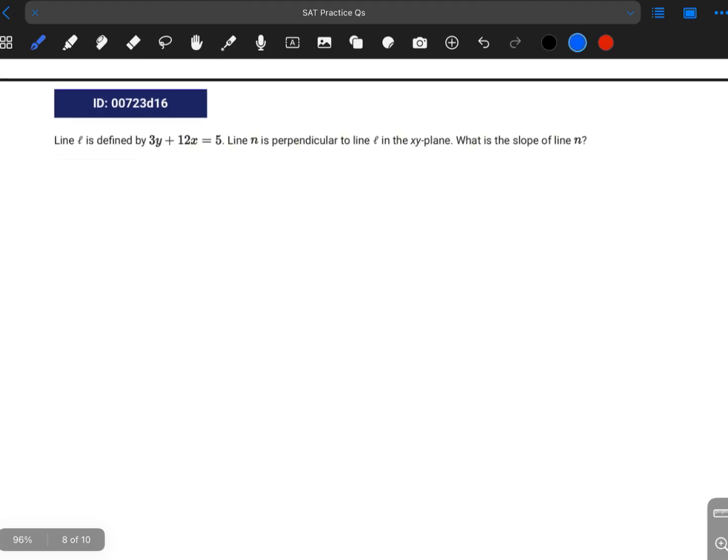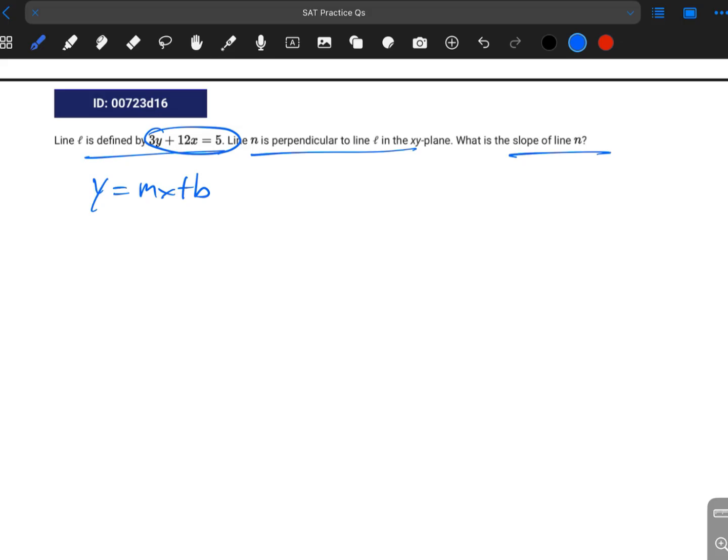Okay, this question is asking what is the slope of the line n, where n is a perpendicular line to this. So you know that the slope of perpendicular lines is the negative reciprocal of one another. So we need to get this line and find its slope. And you do that by getting it into the form of y equals mx plus b.